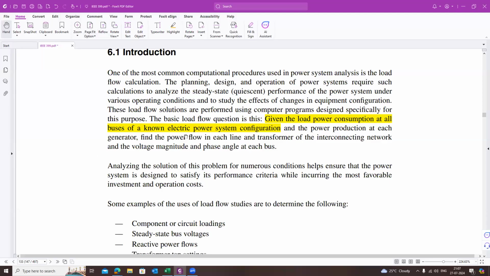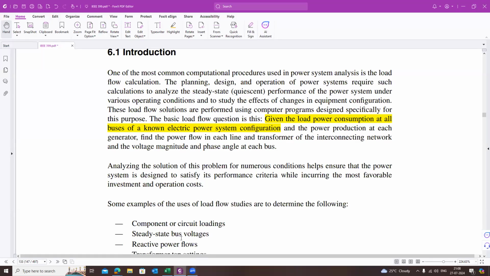As per the IEEE 399, there are three categories. One is power consumption at all the buses, that is the load at all the buses has to be given. Power production has to be given for each generator bus only, because only a generator produces power. For the remaining buses, it is 0. That's clear. And the third one is the known electrical power system configuration. You should know which elements are in service and which are out of service. That is also an input. Then it is just finding the power flow in each branch. Rather than writing line, transformer of the interconnected network, we can mention it as a branch.